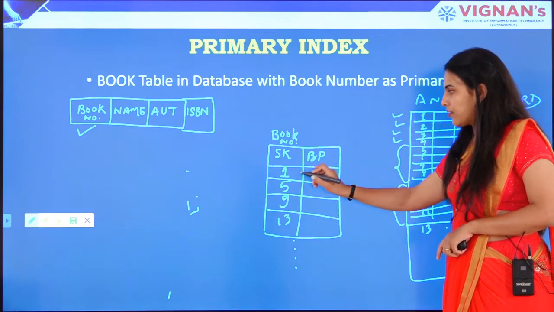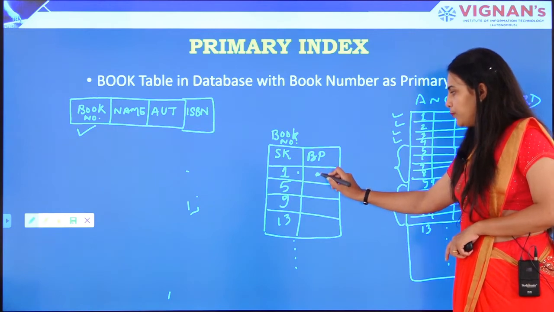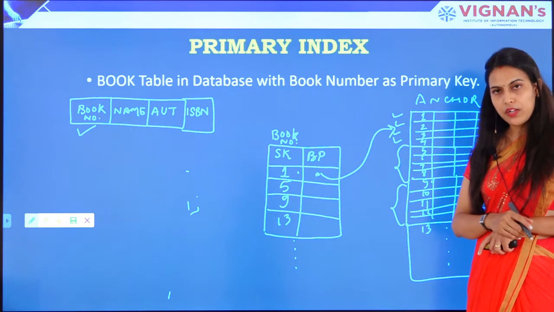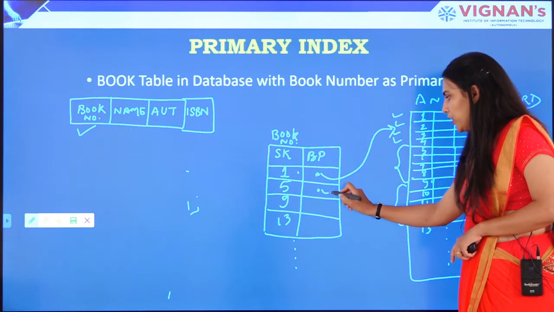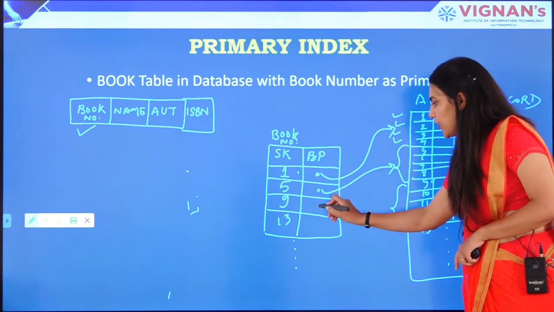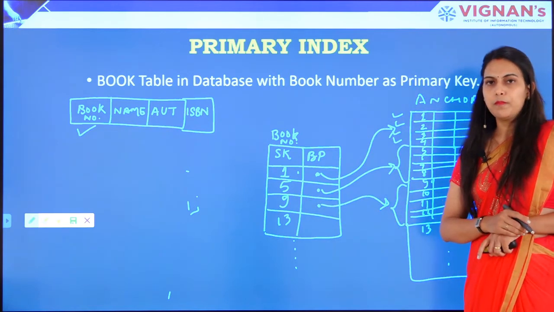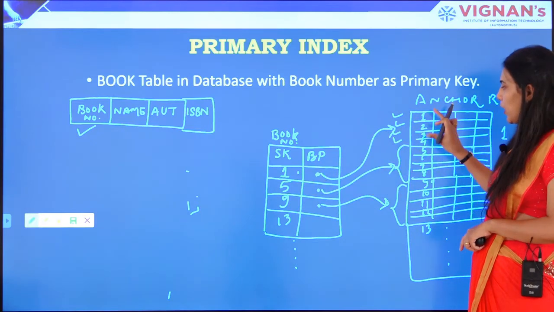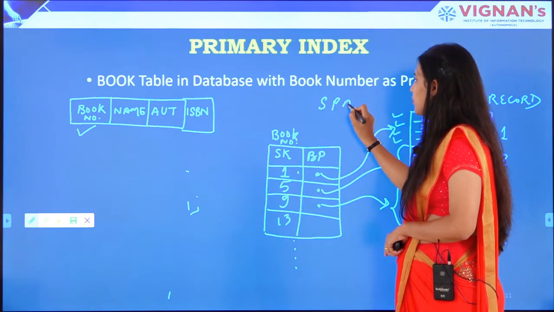So if I want to access the search key 1, the block pointer field will contain the pointer that points to block number 1. The second entry will have the pointer which points to block number 2. The third entry will have a pointer that points towards block number 3 and so on. So when we have a single entry for the complete block, we call it sparse.